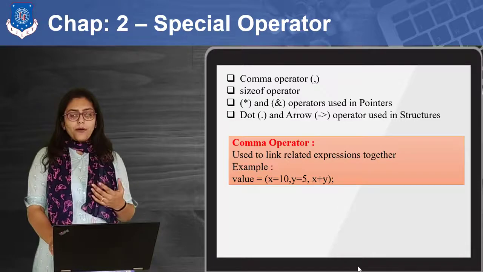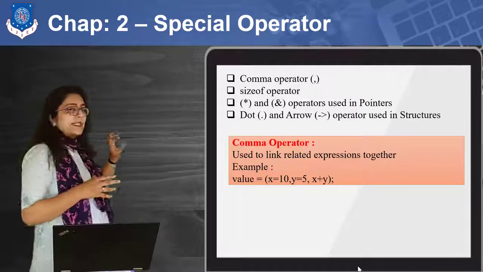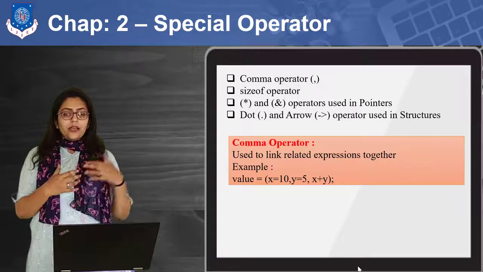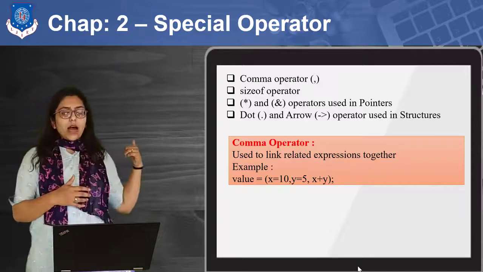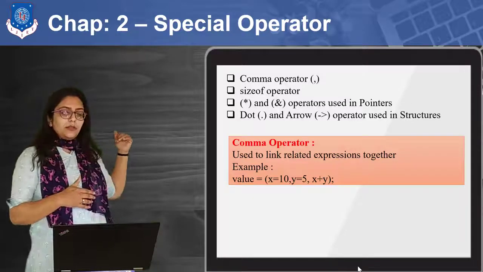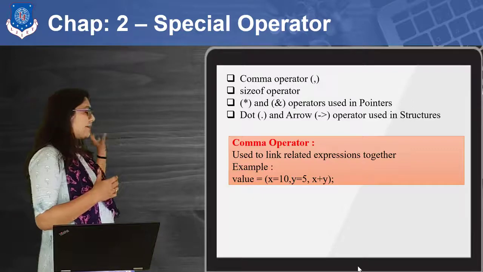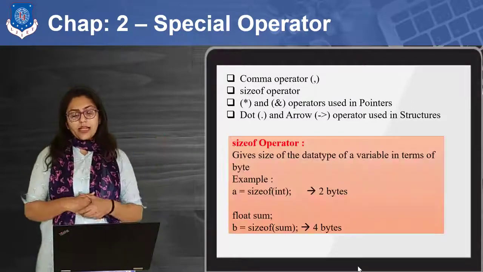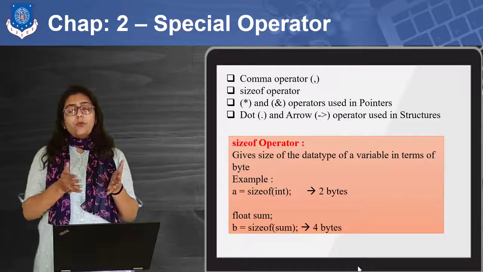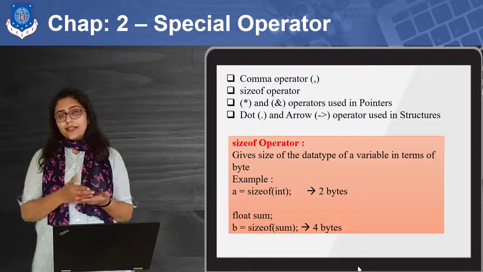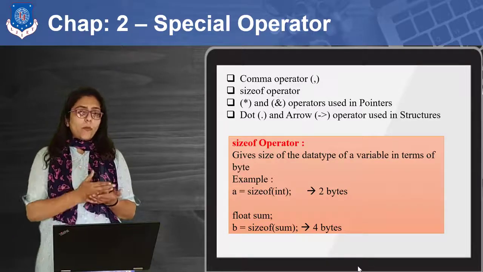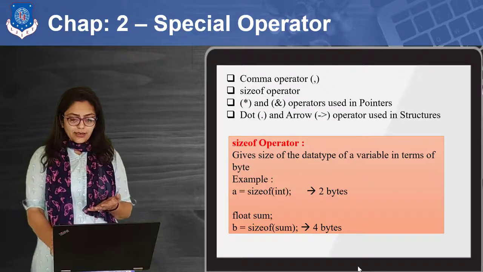The comma operator is used to separate two expressions. You can see the example over here. If you want to separate declarations, or if you want to separate values, you can use the comma operator. And you know that in declarations also, for declaring or initializing many variables, we can use the comma operator to write the code in a single line.